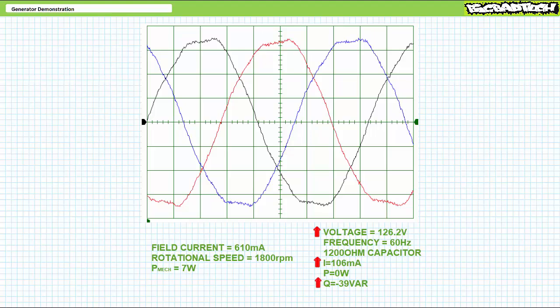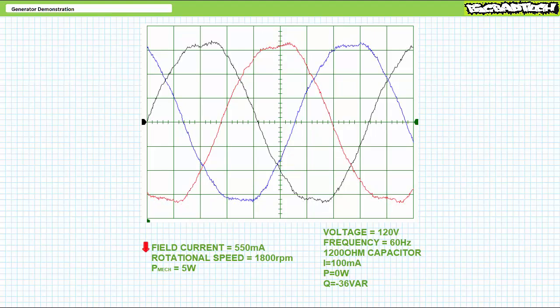Our concern is a small rise in voltage for this lightly loaded capacitive condition. This is again to be expected but not good given an electrical distribution system should ideally maintain stable voltage magnitude. A quick solution to this disturbance is to decrease field current. At roughly 550 milliamperes of field current, voltage magnitude stabilizes at the desired 120 volts. The stable state won't last for long because electrical demand is an ever-changing target.